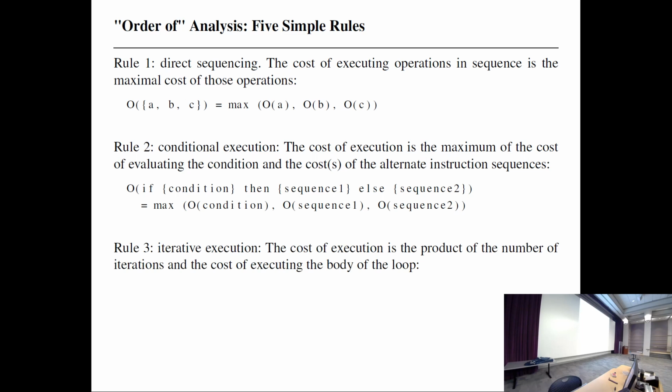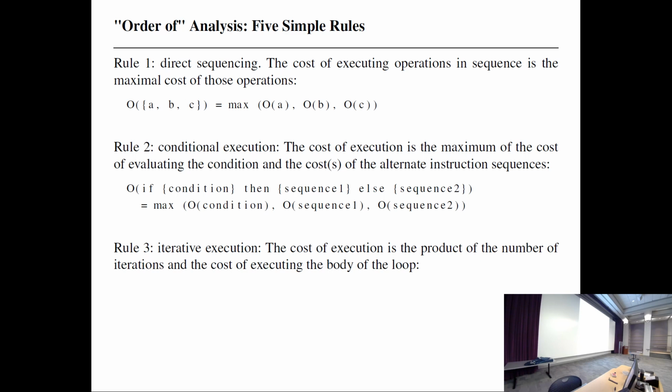Rule 3, iteration. Let's think of our classic for loop. The cost of executing a for loop is the product of the cost of what's going on inside the loop times the number of times you run through the loop. So for a loop of something that takes order n time, if it's executed n times, that cost will be n squared.